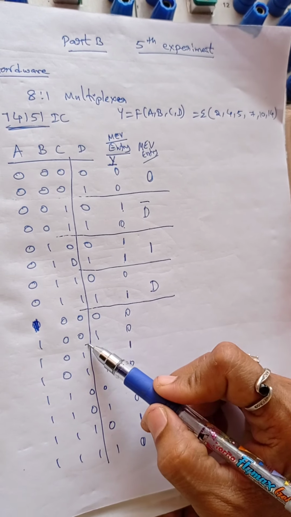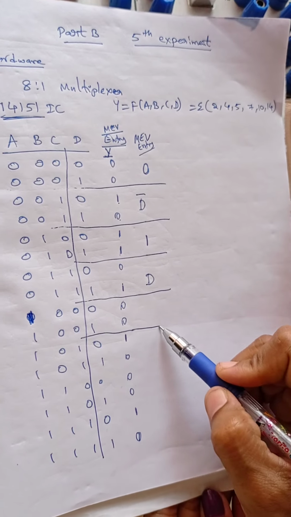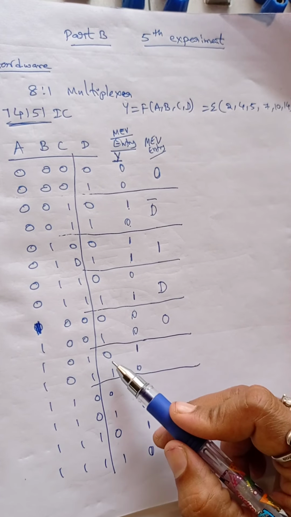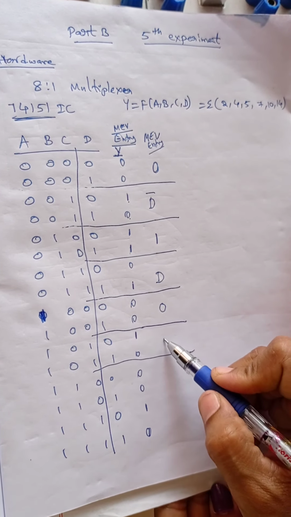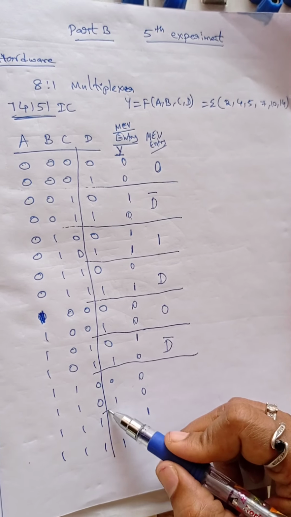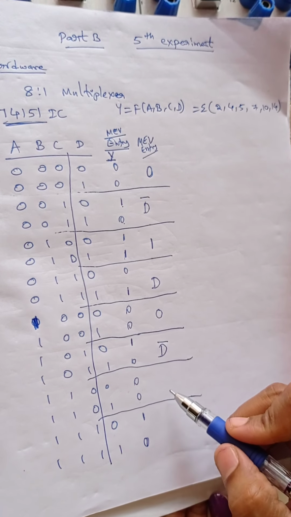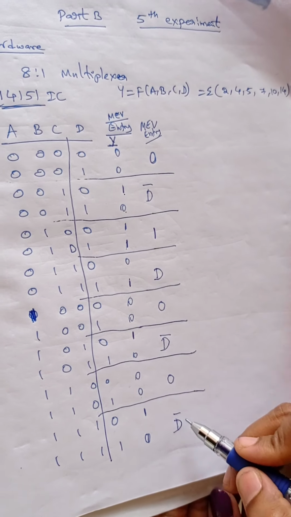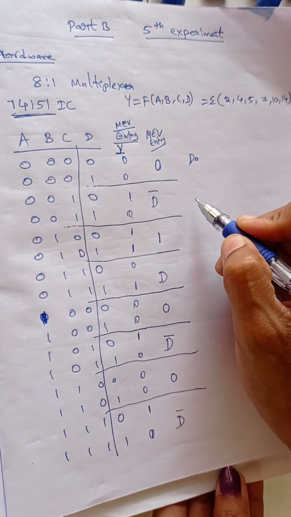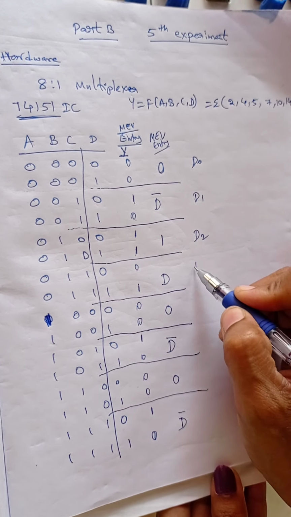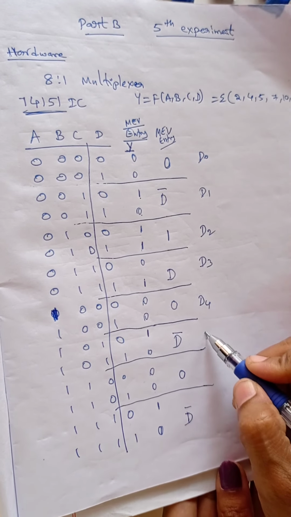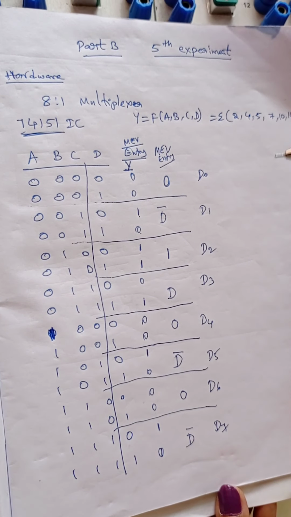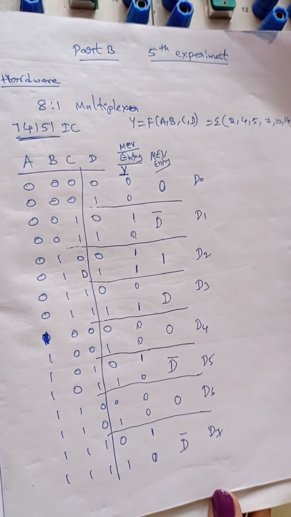Same value D. Next here 0 0, so enter the value 0. Now inverted values 0 1, changing 1 to 0, so D bar. Here 0 0, so you should enter 0. Inverted values again, D bar. So these are all the data lines D0, D1, D2, D3, D4, D5, D6, D7. These should be given to the multiplexer IC data line inputs.